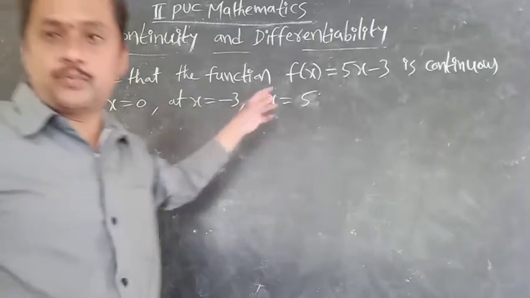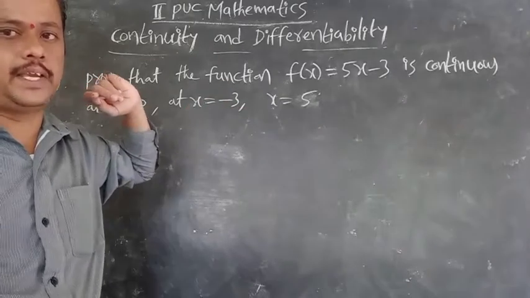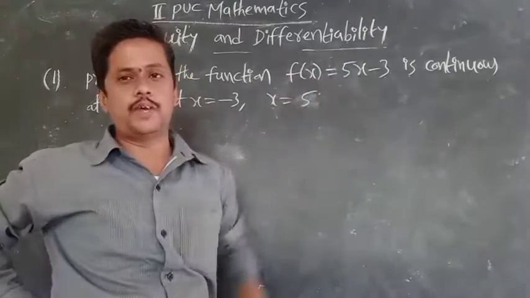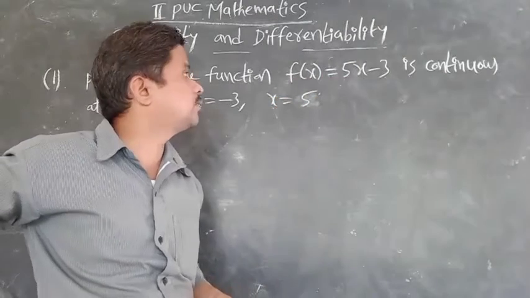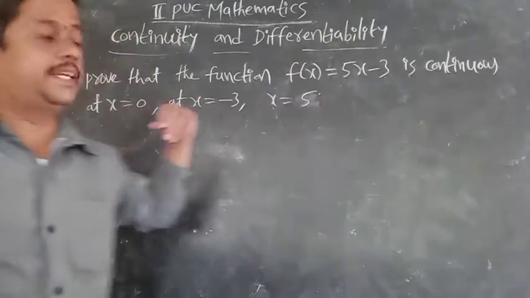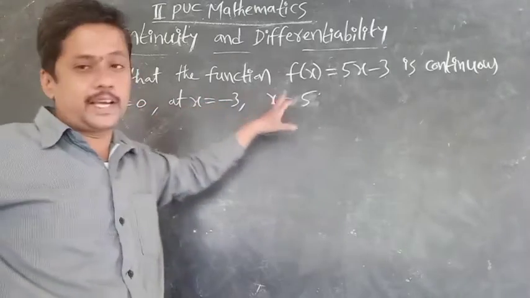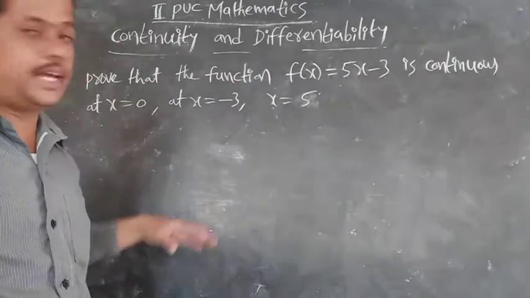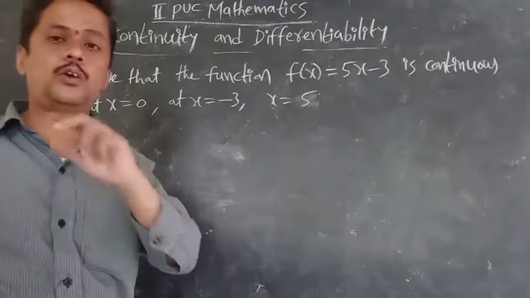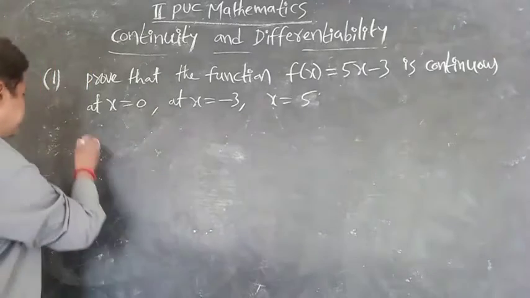So exercise 5.1, okay? First question, this is also related to that one. That's why I am doing it here. See, prove that the function f of x equals 5x minus 3 is continuous at x equals 0, x equals minus 3, x equals 5. So how many problems are there? Here 3 problems are there. I will do 2 problems. You have to do the other one on your own. So here, solution.